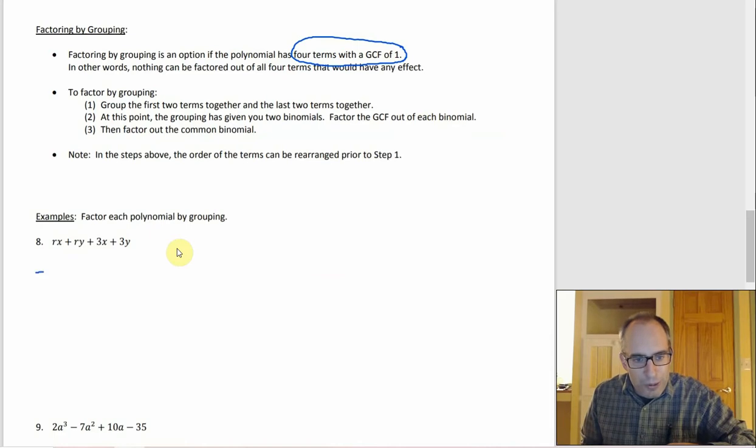So what I'm going to do, the first thing is to group the first 2 and last 2 terms. So I'm going to put the first 2 inside parentheses. Then I'm going to put the last 2 inside parentheses.